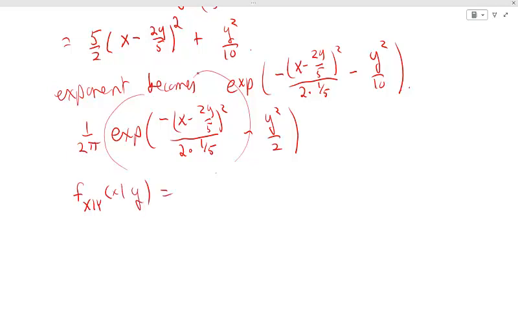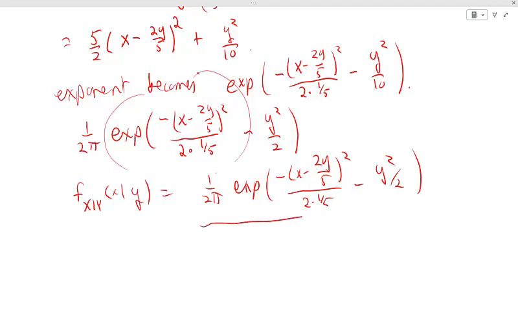Remember how you take this distribution here, so it's going to be 1 over 2 pi times the exponent of minus x minus 2y over 5 squared over 2 times 1/5 times minus y squared over 2. And then you have to divide that by the integral over x. This is fx, this is fxy, and then you have to divide by fy.